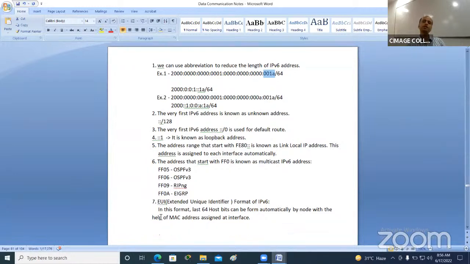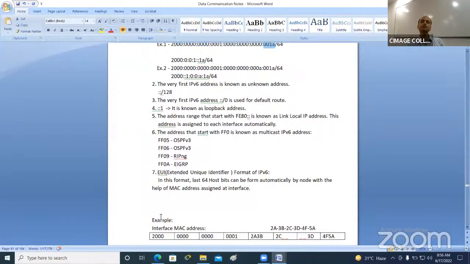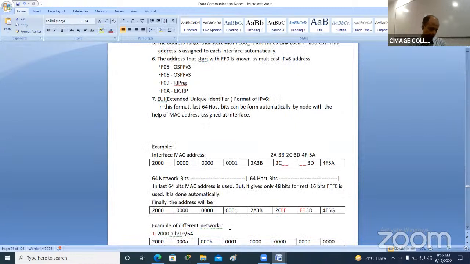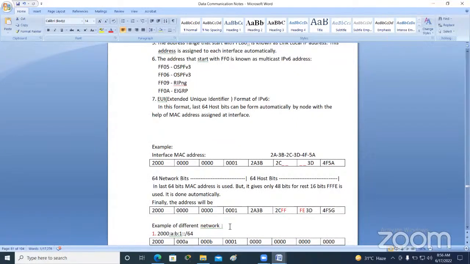So with the help of these points, you can easily differentiate between IPv4 and IPv6. If you have to explain about IPv4, you can explain. If you have to explain about IPv6, you can explain. Clear? Just leave this point, the EUI format. Is it okay? Yes, sir. Okay, fine.